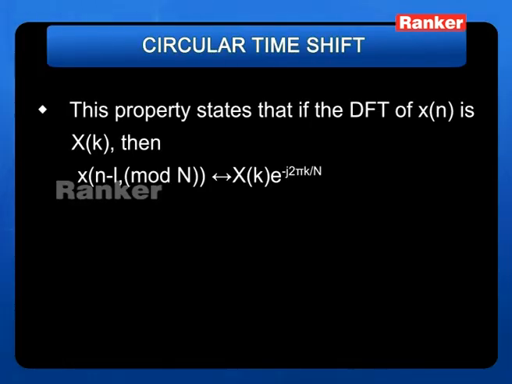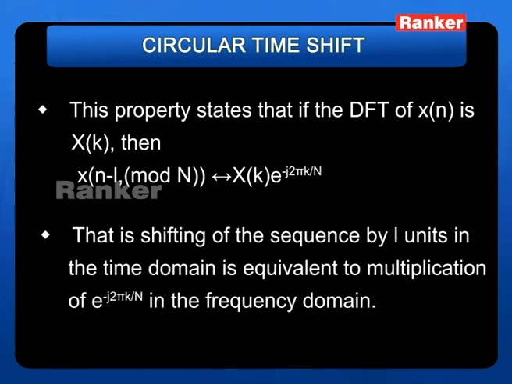Okay, so what does this property say? This property states that if the DFT of x of n is x of k, then x of n minus L mod N will have a DFT which is equal to x of k e to the power of minus j2 pi k L by N. That is, shifting of the sequence by L units in the time domain is equivalent to multiplication in the frequency domain by a factor e to the power of minus j2 pi k L by N.